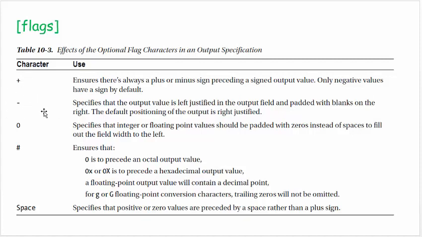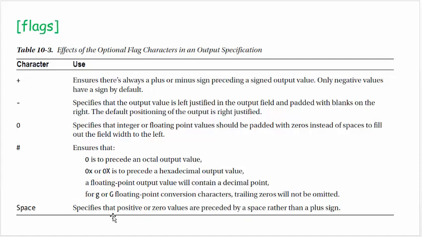If I have this flag, a minus sign flag, that makes our output left justified. If I have a 0 here, that means I'm going to be right justified, but I'm going to pad the output with zeros. And then I have this, some call it a pound sign, some call it a hashtag, but it ensures that you are going to put zeros in front of an octal output, or 0x in front of a hexadecimal output, that a floating point number will contain a decimal point, or if you're using the G floating point conversion, that trailing zeros will be omitted.